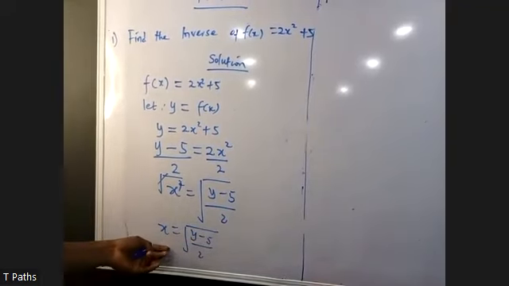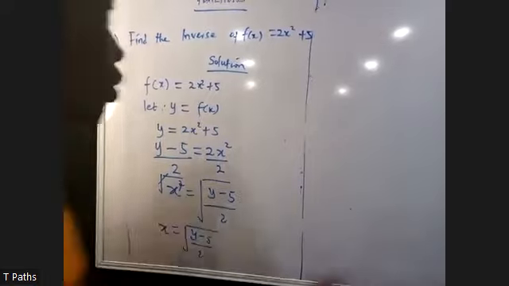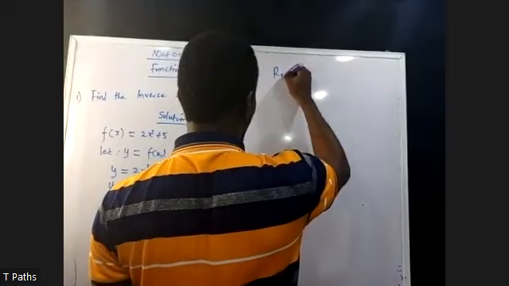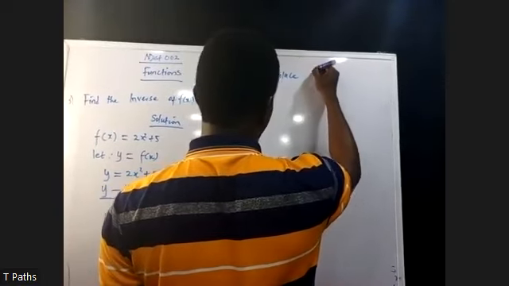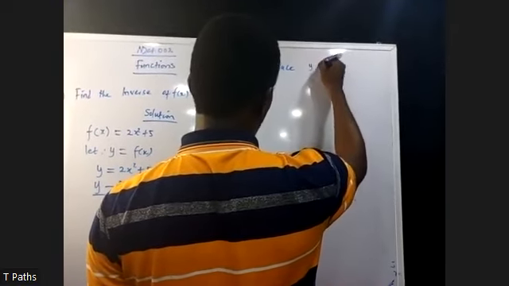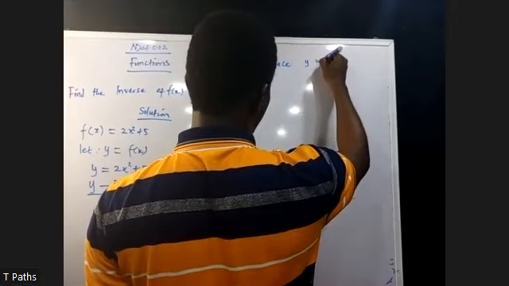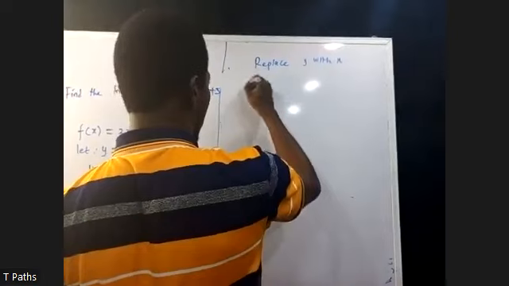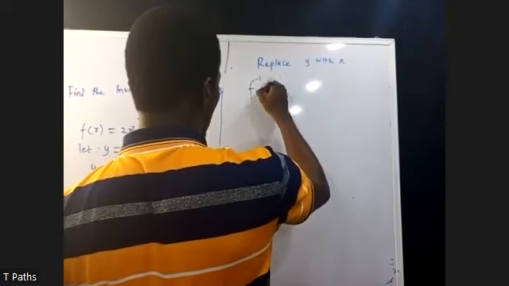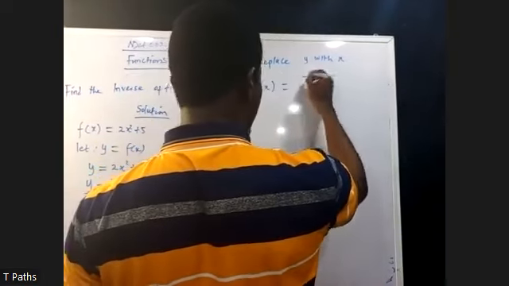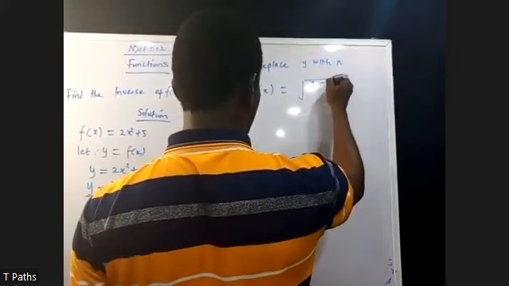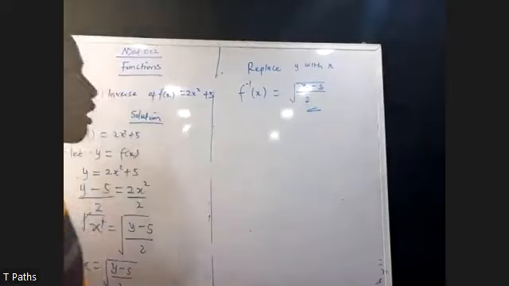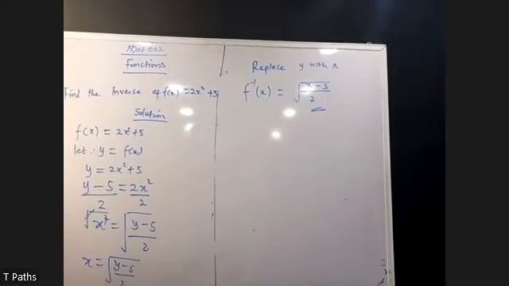So I've successfully done this. So what is the next thing to do? I'll just say replace y with x, right? So I'll just say f inverse of x will be equals to what? Square root of what? x minus 5 over 2, and I'm done. So this is how to find the inverse of a function.